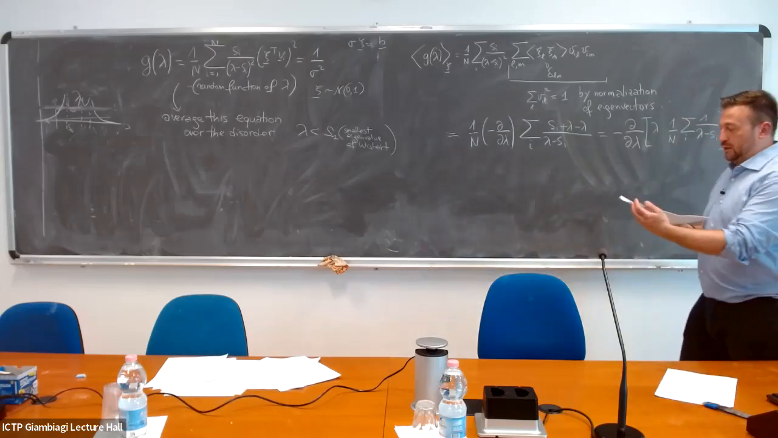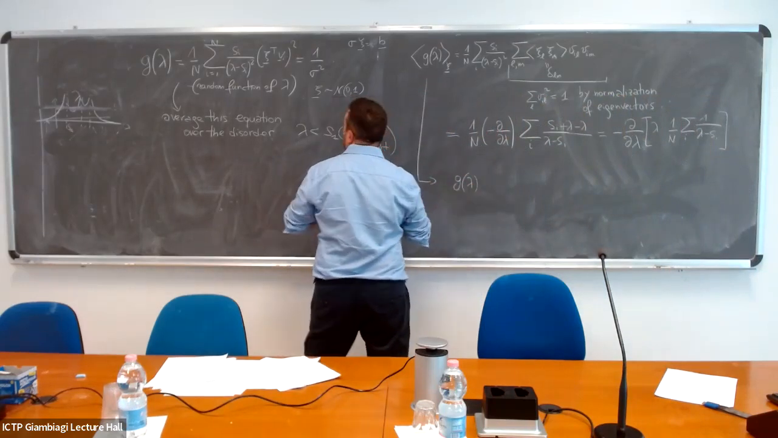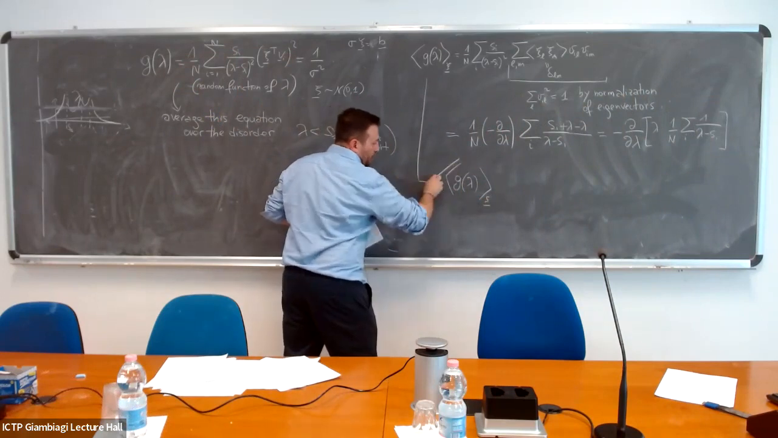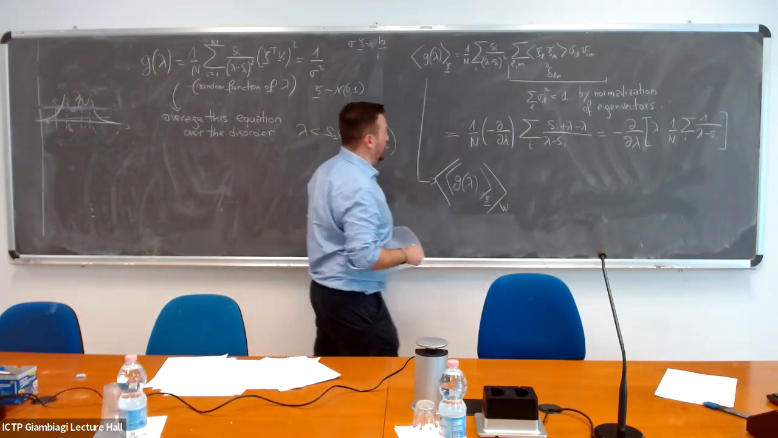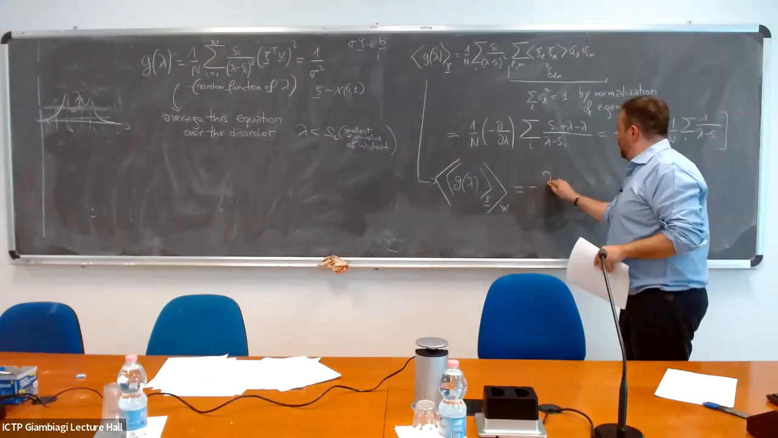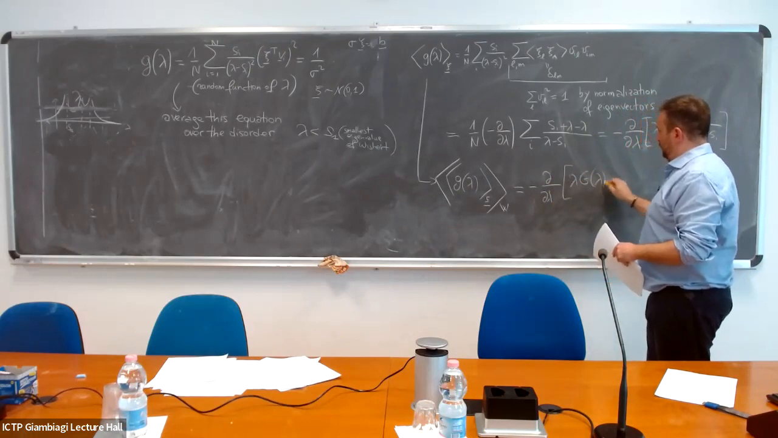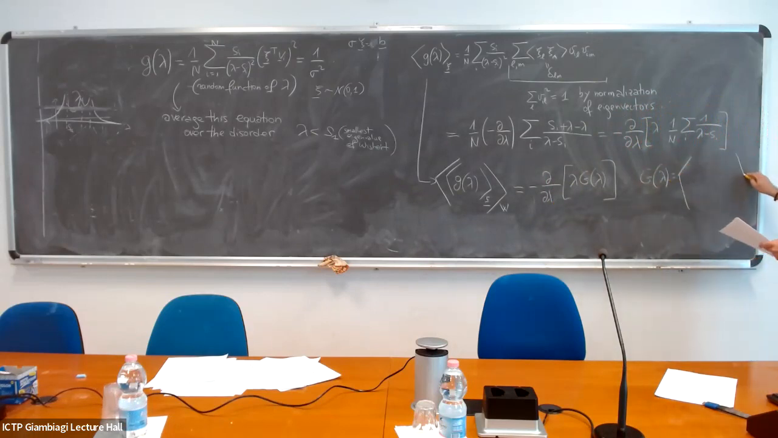So we get to the final formula: if we average the left-hand side of this equation over psi, and then over A, or over the Wishart matrix W, which is A transpose A, what we get is that this object is equal to minus the derivative with respect to lambda of lambda g of lambda, where g of lambda is the average over the Wishart matrix of 1 over n trace of (lambda I minus W) to the minus one.